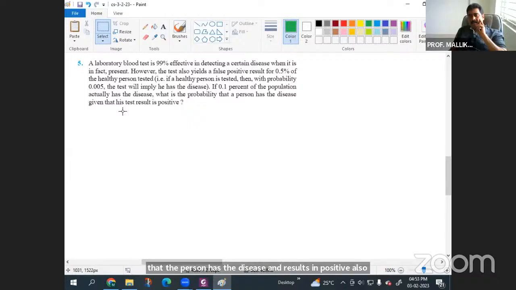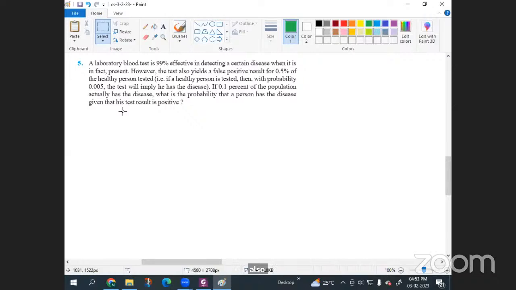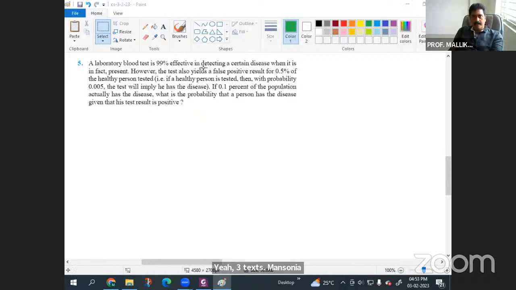Right. How many types of people are there here? Sir, two types of people. Who are they? One is healthy and another is infected with the disease. Three types, Sonia? Only two types, no? Healthy and diseased people. Am I right, Sonia? Right. Now, what is the probability that a person has the disease given that the test result is positive?